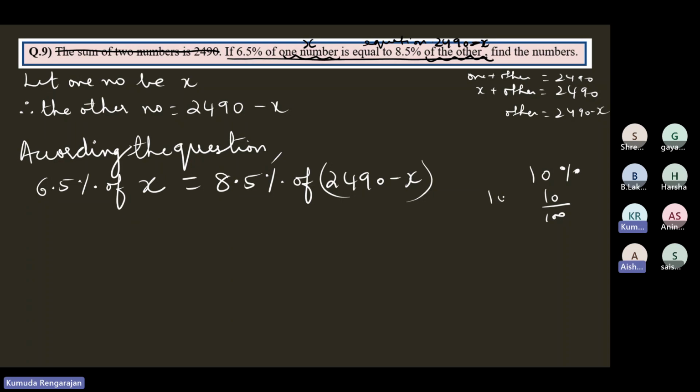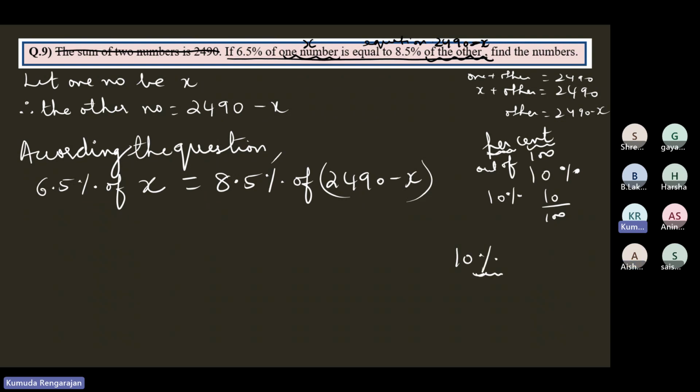Now, when we have to write 10.5% as a fraction, percent means per cent. All of you listen carefully. Per means out of, and cent is 100. So 10% means 10 out of 100. That's the meaning of what you're saying.